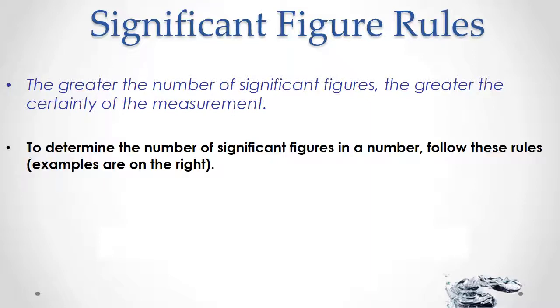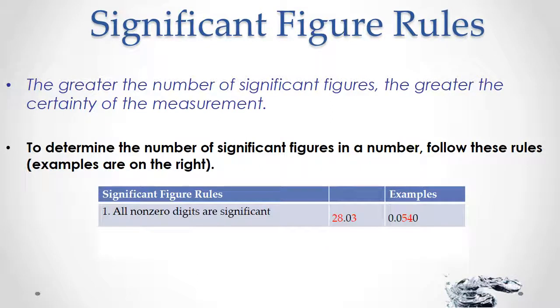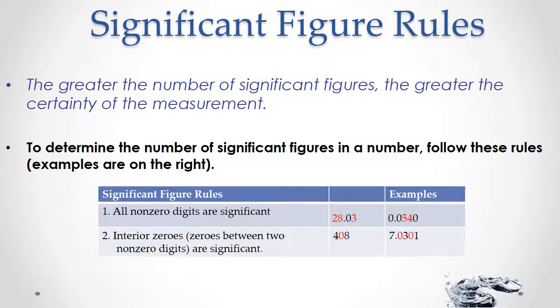To determine the number of significant figures in a number, follow these rules. First, all non-zero digits are significant. Second, interior zeros, those are zeros that occur between two non-zero digits, are significant. If we look at the 408, that has 3 significant figures. If we look at the example 7.0301, that has 5 significant figures because the zeros in both of these numbers occur between non-zero digits.